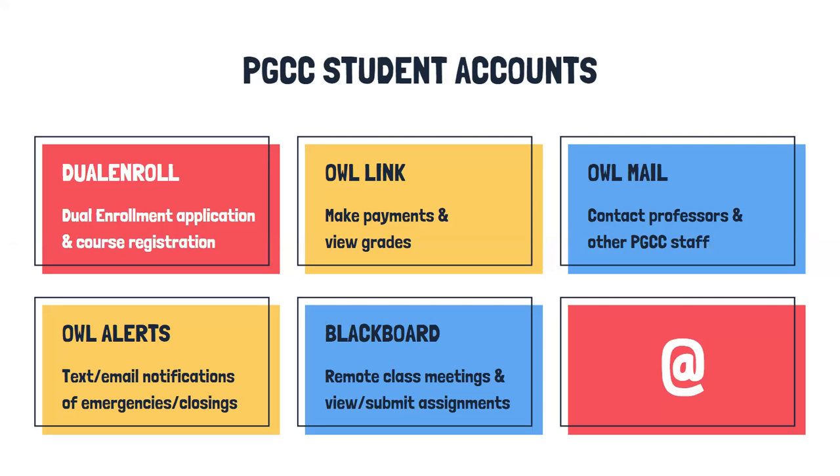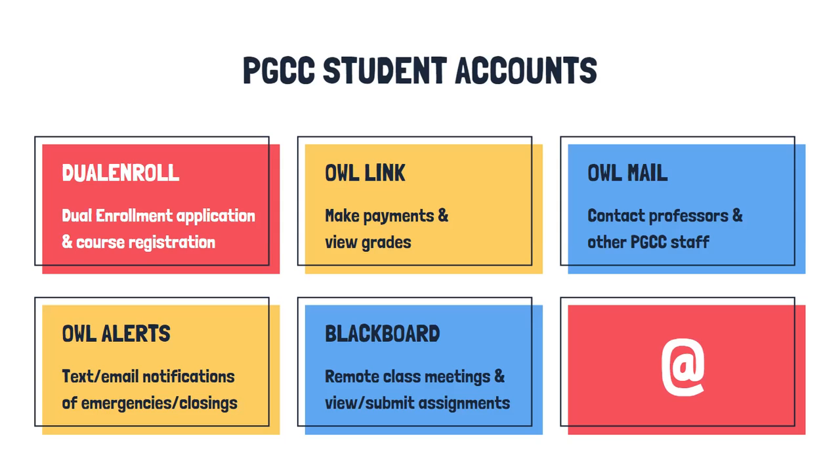While you are a student at PGCC, there are various accounts you will use. You have already used Dual Enroll to apply and register for courses and activated your OwlLink account to complete new student orientation. Next, you will activate your OWL student email account, which is the preferred method of communication for your professors. Be sure to sign up for OWL alerts to receive texts and emails about emergencies or closings.